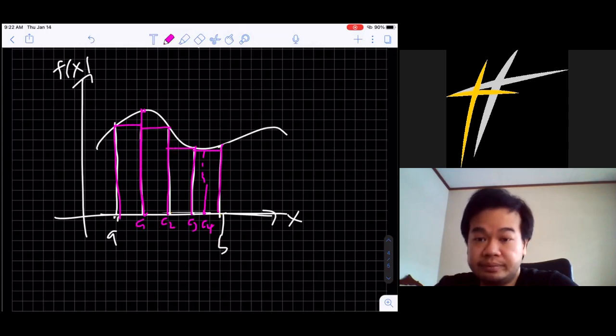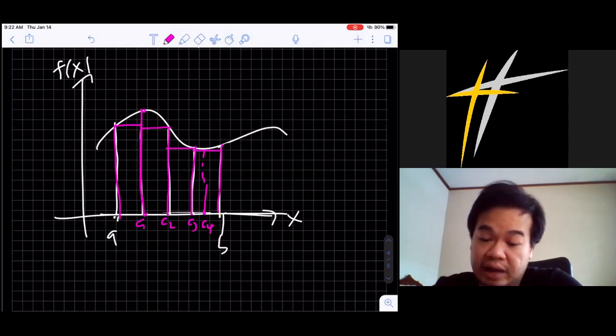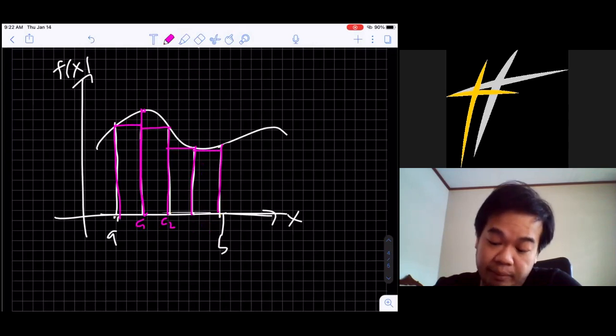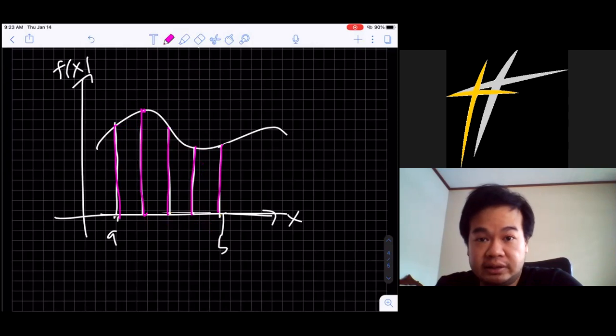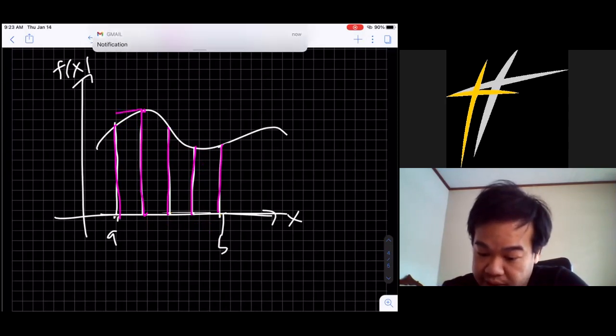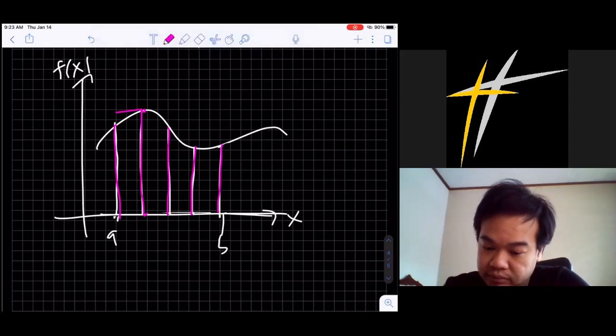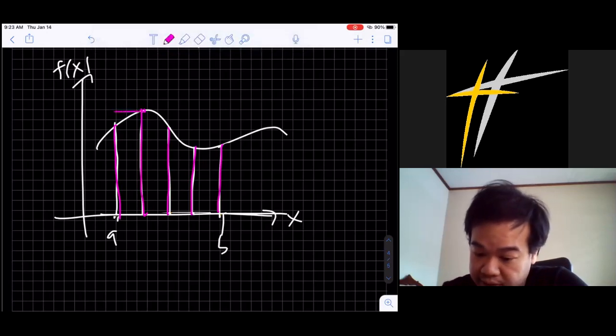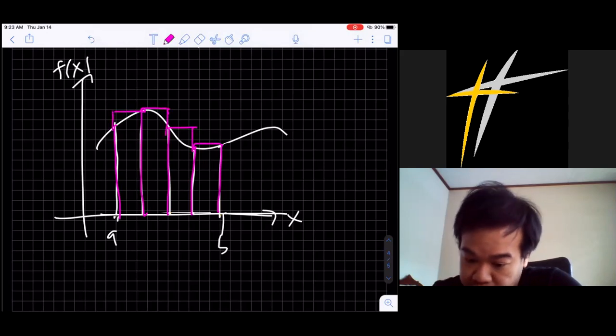Okay. And if it is upper, then I pick the sample point where it still touches the graph, but at the highest. So it's this one, this one, this one, and this one. So for the second one, then it's going to be here. This is the sample point.